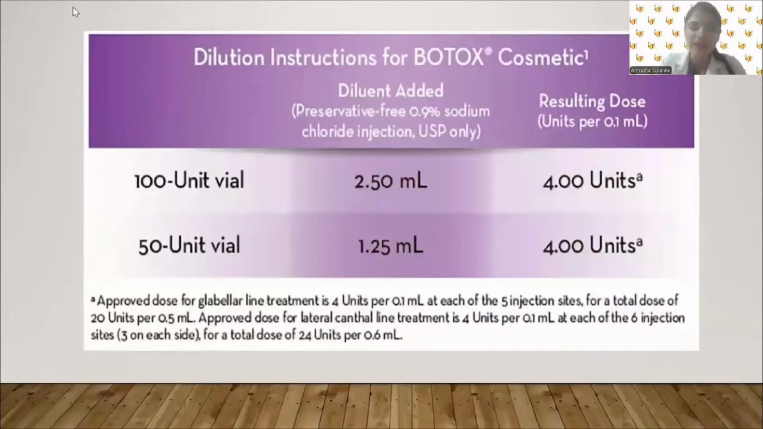Coming to the dilution instruction for Botox, 100 units per vial has to be diluted in 2.5 ml preservative-free 0.9% sodium chloride to get 4 units per 0.1 ml. Similarly, 50 units per vial has to be diluted in 1.25 ml of preservative-free 0.9% sodium chloride to get 4 units per 0.1 ml.